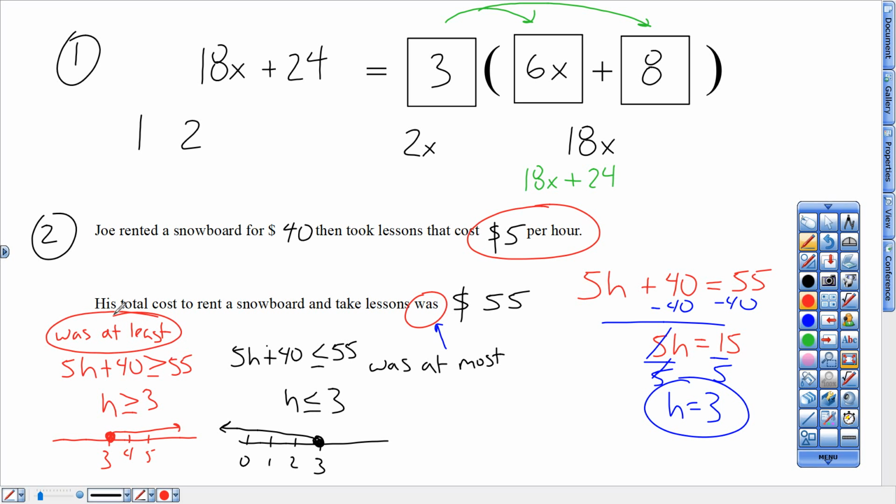If I want to spend at most, no higher than that, 3 hours or less. If I want to spend exactly 55, I set that as an equal and solve for exactly how many hours.